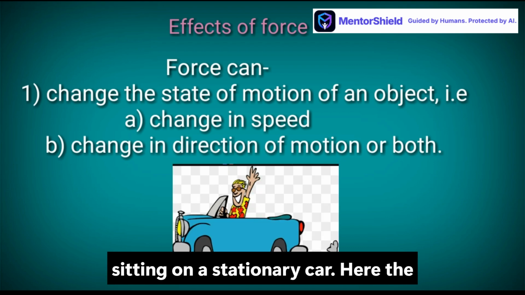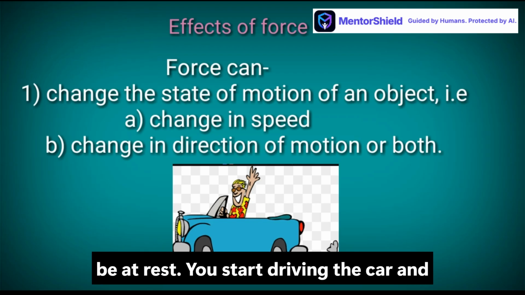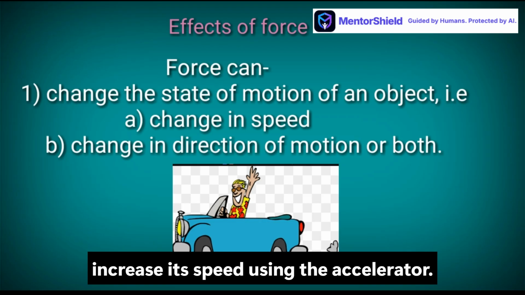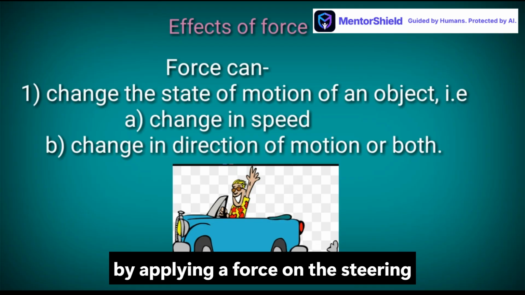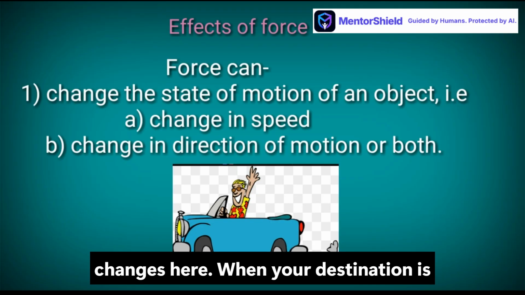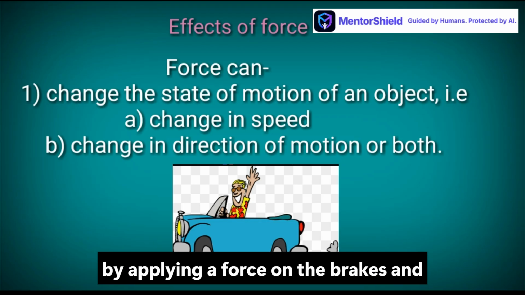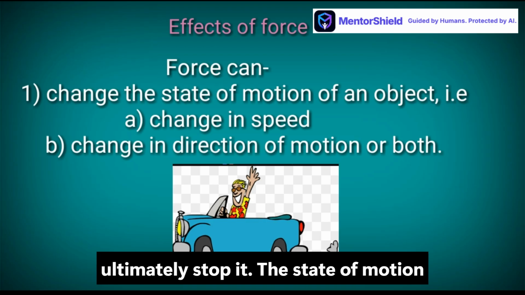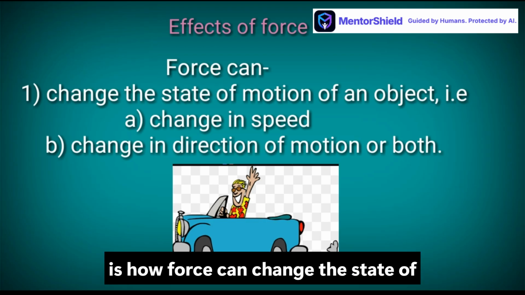Now imagine that you are sitting in a stationary car. Here the speed of the car is 0 and it is said to be at rest. You start driving the car and increase its speed using the accelerator. Now you can drive towards left or right by applying a force on the steering wheel. The direction of motion of the car changes here. When your destination is near, you will decrease the speed of the car by applying a force on the brakes and ultimately stop it. The state of motion now changes from motion to rest. So this is how force can change the state of motion of an object.